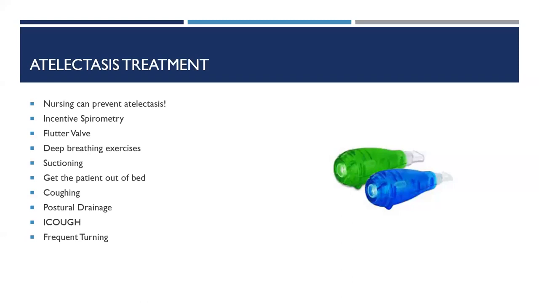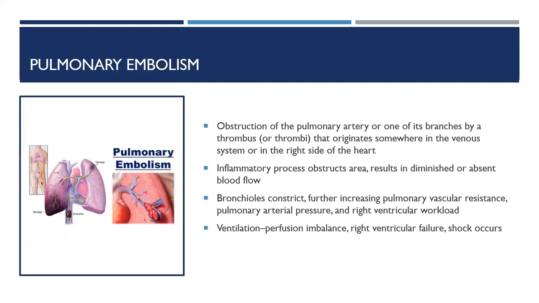So you want to get them out of bed, get them coughing, get them moving this mucus and fluids that can get into their lungs. Get them moving, get them coughing. Postural drainage. If we're wanting to drain the left lung, we would turn them on their right side so the left lung can be drained by gravity. We also want to frequently turn them to make sure that fluid and mucus doesn't consolidate in specific areas.